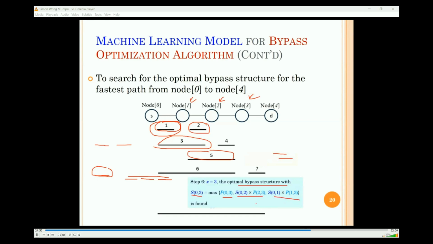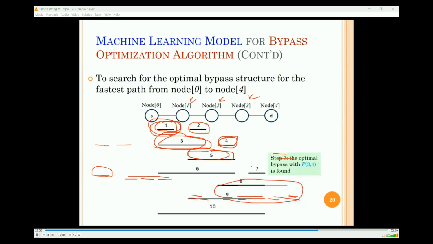So here, S01 is finally found in step 1. P13 is found in step 4, while S02 is found in step 3. And this one, P23, is found in step 4, and this one, P13, is found in step 5. Now we can find the maximum of this value and find the S value.